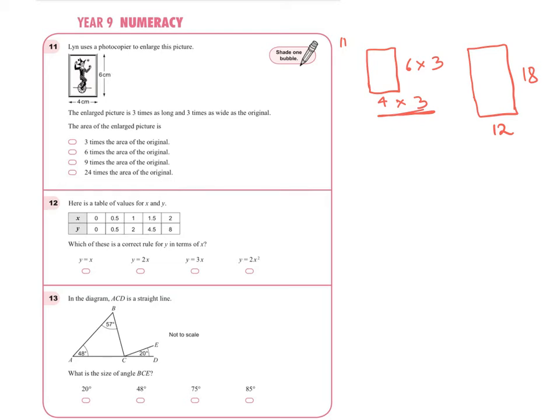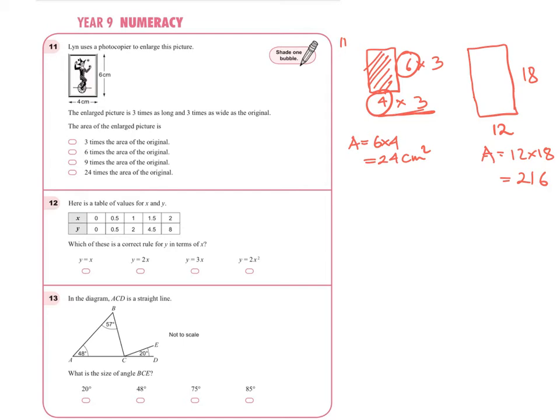The question is, the area of the enlarged picture is 3 times the area of the original, 6 times, 9 times, 24 times. In order to calculate the area, you just use 4 times 6. So the area of the first one is 6 times 4, equal to 24 centimeters squared. And the other area is 12 times 18, which is equal to 216. Now, in order to find if it's bigger or not, there are 2 ways of doing this.